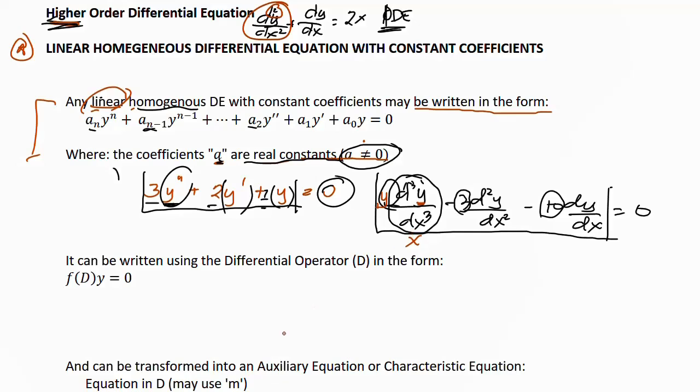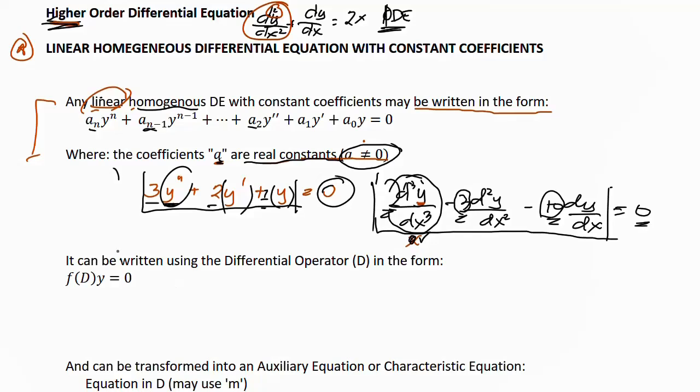Recall our previous examples of linearity. So since the equation has no such y here, then this is considered a linear equation. And since this equation is equal to 0, we can now say that this whole equation is a linear homogeneous differential equation with constant coefficients.